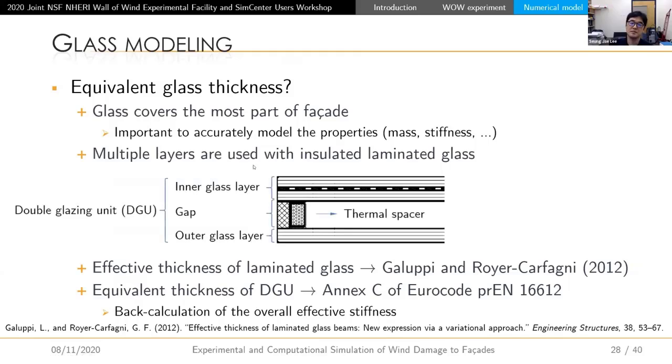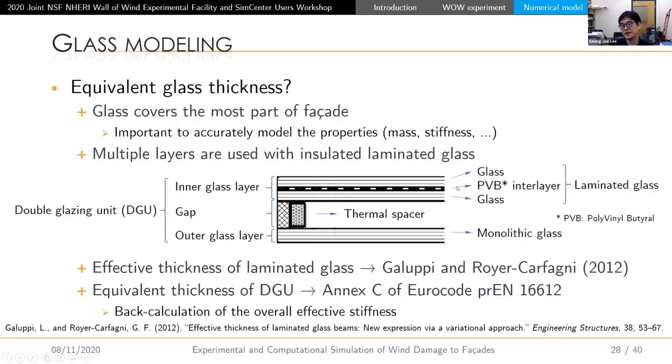So here, the glass used in our test specimen was a DGU, double glazing unit, meaning it has an inner glass layer and an outer glass layer that are separated by a thermal spacer, so that there is a gap between these two. And also the inner glass layer is laminated glass, which has a PVB interlayer sandwiched by two layers of glass. So we wanted to compute the equivalent glass thickness of this DGU, because that simplifies the modeling a little bit rather than modeling the whole thing.